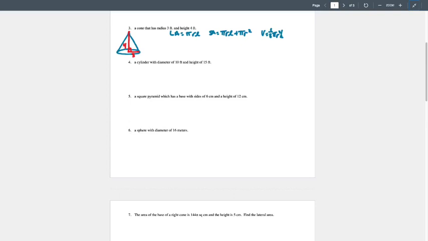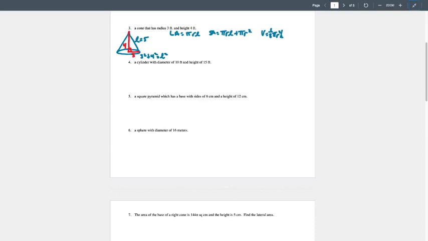Okay, so you're going to need that lateral height. This right here, that's your lateral height. You're going to have to use the Pythagorean theorem to get that. So we'll do 3 squared plus 4 squared equals L squared, and you'll end up getting that this lateral height over here is 5.